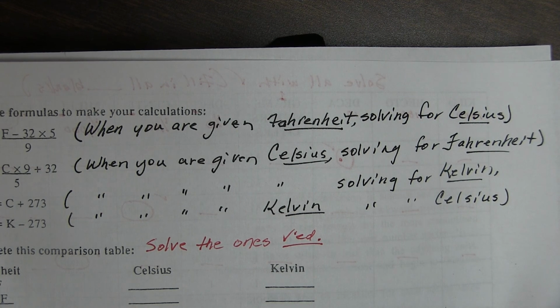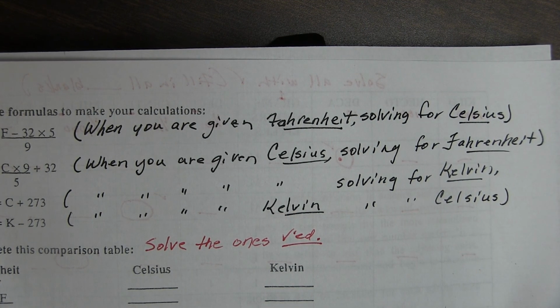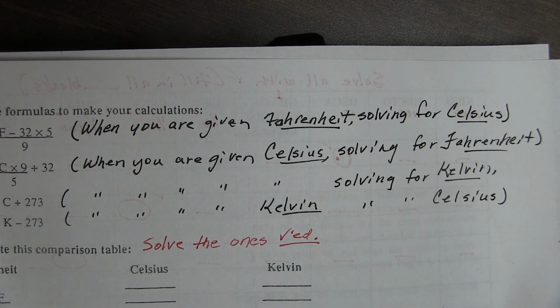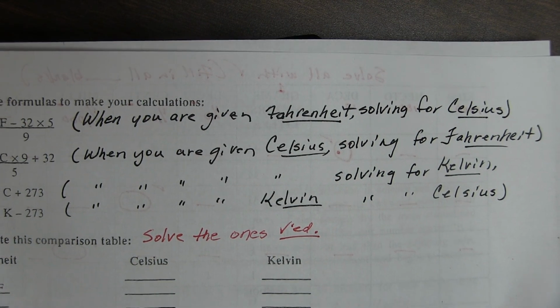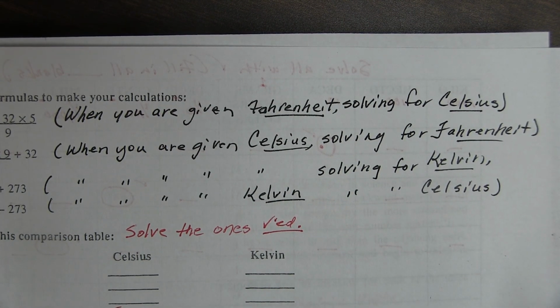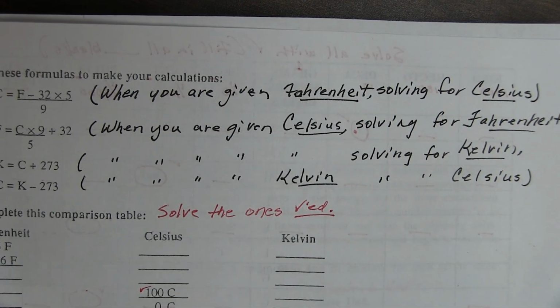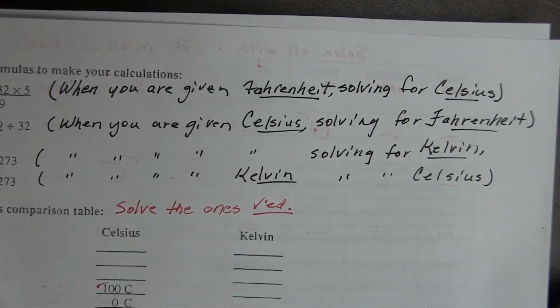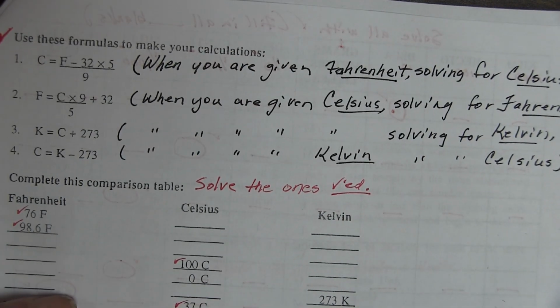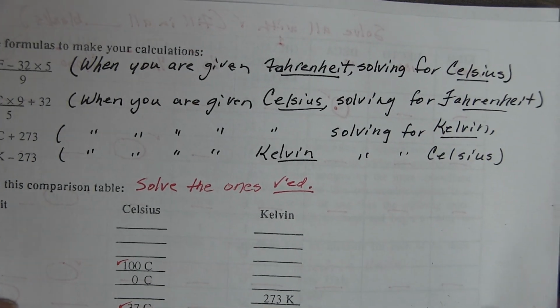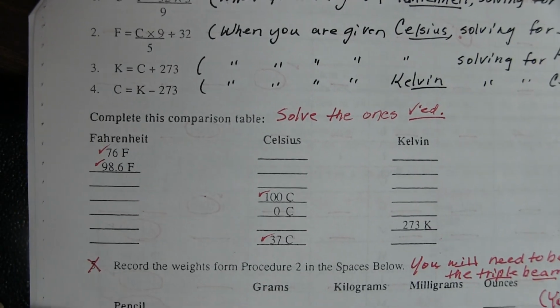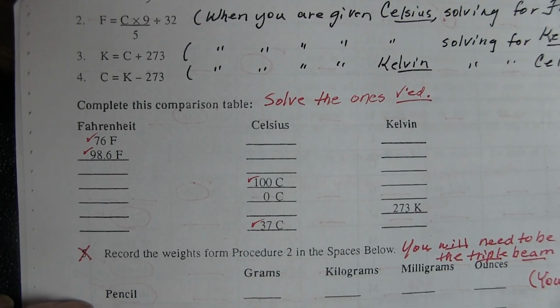That first one tells you what it's converting. When you're given Fahrenheit and you're solving for Celsius. I think you can read those. And the next one, when you're given Celsius and solving for Fahrenheit. The next one, when you're given Celsius and solving for Kelvin. And the last one, when you're given Kelvin and you're solving for Celsius. You're not going to have to solve all of them, just the ones I put a check mark by.